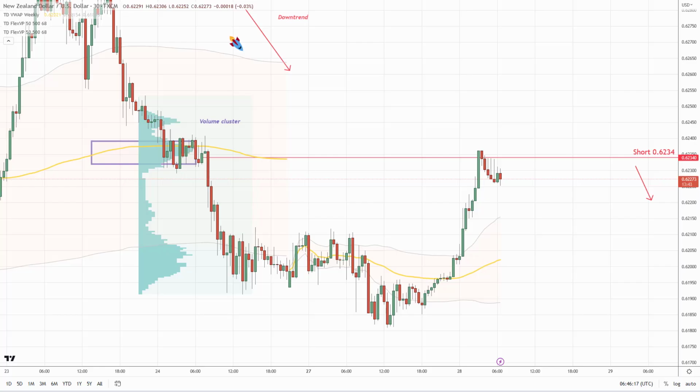Today I'll talk about New Zealand dollar, US dollar. First, let's have a look at the trade from yesterday's analysis which I sent you. I was talking about resistance in here based on this volume cluster. Right now you can see that there has been nice little reaction to that resistance.